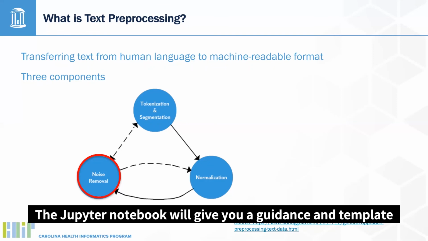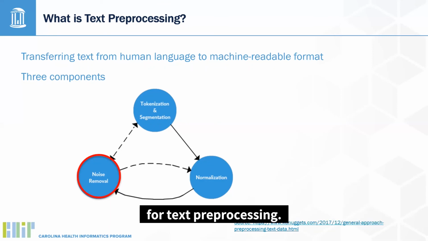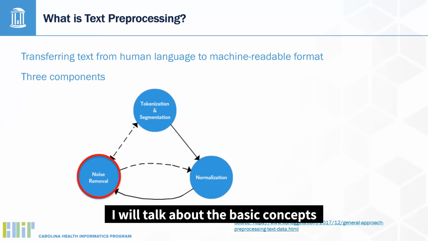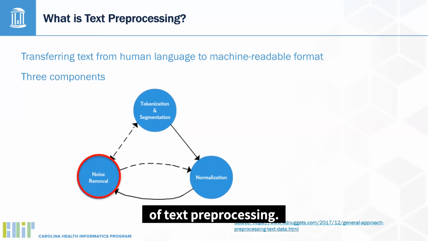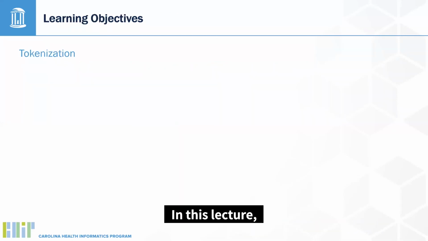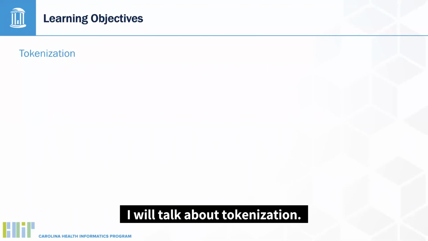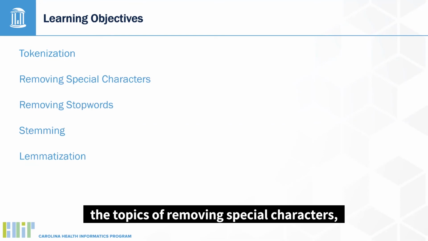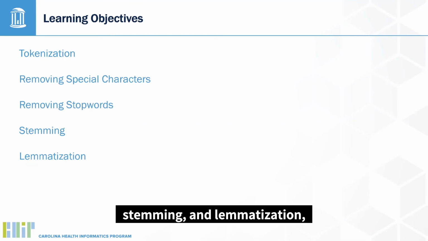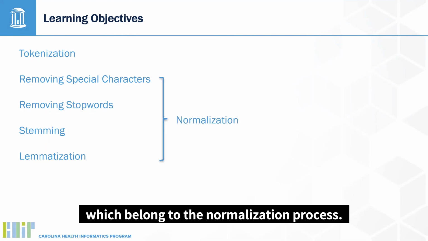The Jupyter Notebook will give you a guidance and template for text pre-processing. In this video, I will talk about the basic concepts of text pre-processing. In this lecture, I will talk about tokenization. I will also cover the topics of removing special characters, stopwords removal, stemming, and lemmatization, which belong to the normalization process.